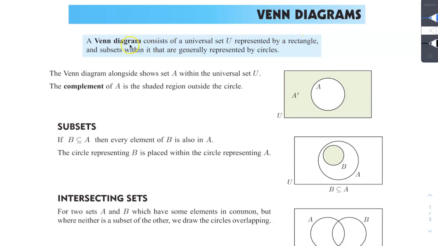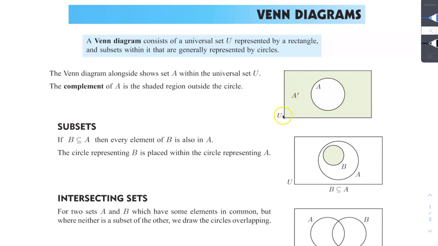Venn diagrams. A Venn diagram consists of a universal set U represented by a rectangle, as you can see here. So when we do our universal set, that's the big rectangle. Any subsets within it are generally represented by circles. So you can see here, we have a subset A. So A is a subset of the universe. Everything in A is right here, colored white. Everything that's not in A is colored lime green or olive green. That we call the complement of A. So it's everything that's not in A but in the universe.